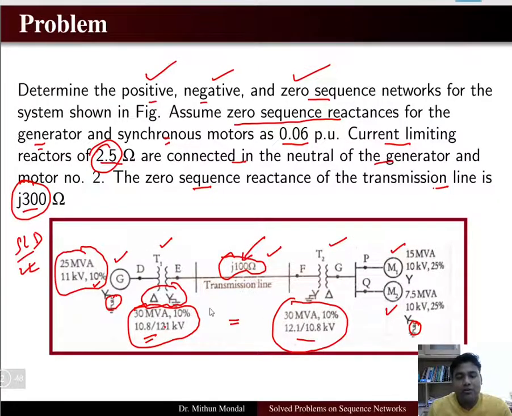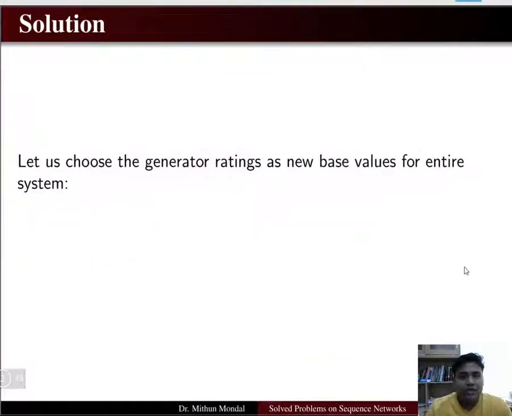Between the transformer T1 and T2, a transmission line is connected. And we have two motors. One motor is of 15 MVA, another motor is of 7.5 MVA. The voltage ratings are 10 kV in both the motors, and 25% is the per unit reactance of the motor. Now we have to obtain the positive, negative and zero sequence networks. So let us start the solution.